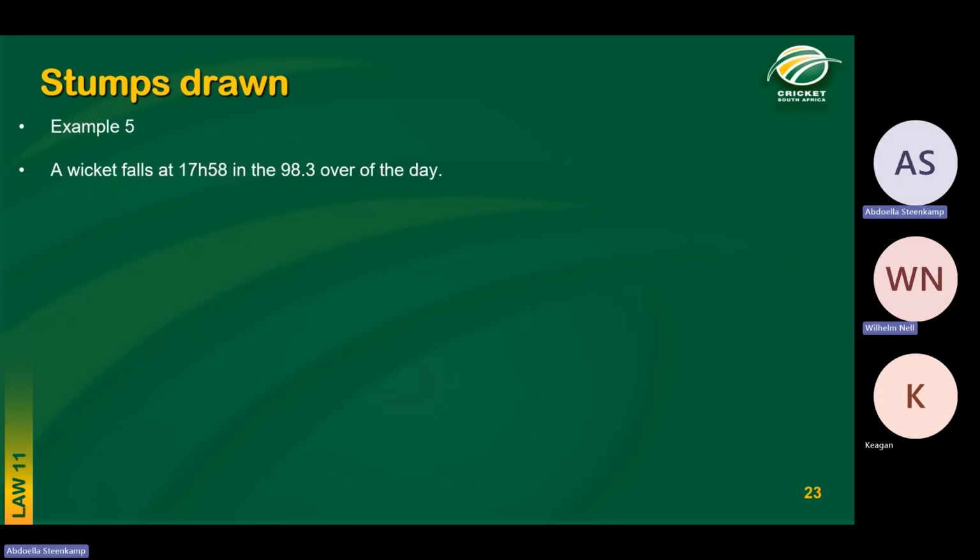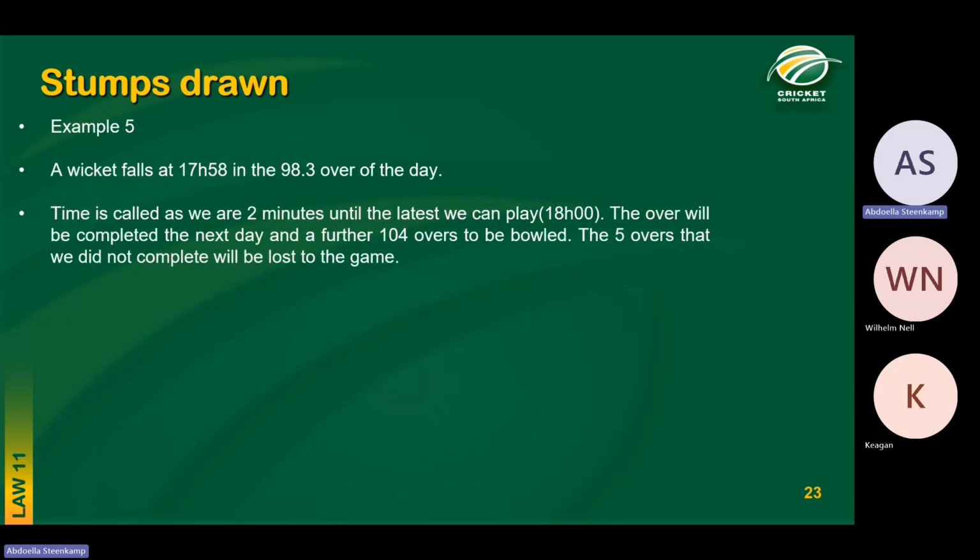Yeah, I'm with you on that. Exactly, because we're 2 minutes out, and the latest we can play is 3. And they say if a wicket falls within 3 minutes of the latest we can play, it will be stumps. Your over will be completed the next morning, and you'll bowl a further 104 overs.